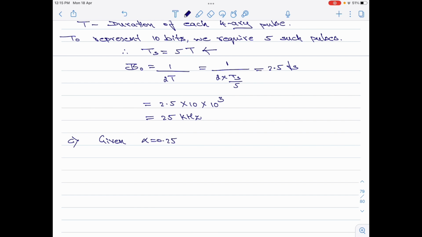Then, I will write an equation that relates the transmission bandwidth, the minimum transmission bandwidth, which is B naught, and alpha as B equal to B naught into 1 plus alpha. Let us now substitute all these values. B naught is 25 kilohertz and alpha is 0.25. Therefore, the transmission bandwidth is equal to 31.25 kilohertz. This is the answer for part C of the numerical.